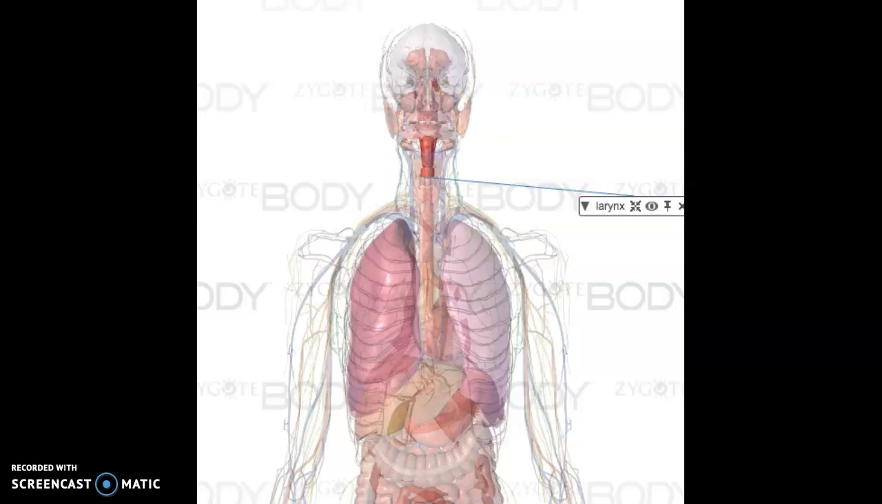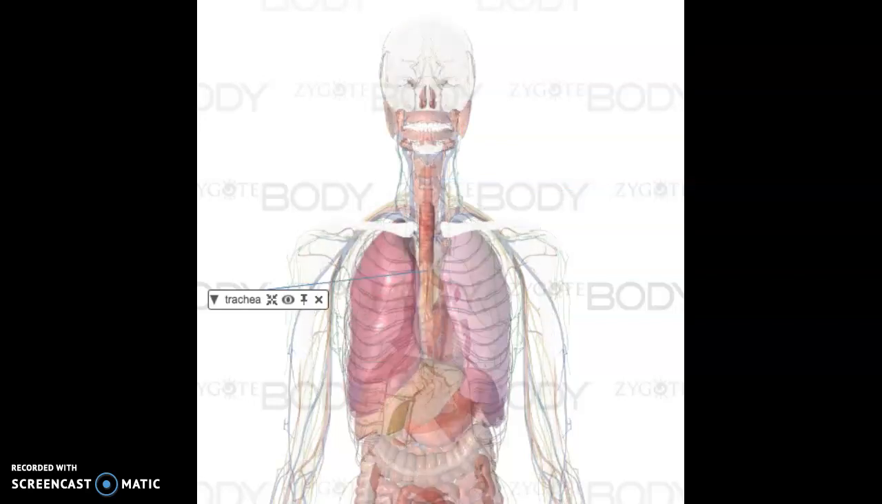Next down, we have the trachea. Much longer. Trachea, also known as the windpipe, is held open by C-shaped rings of cartilage, which widen during breathing, which is helpful. And the final ring down here is the carina.